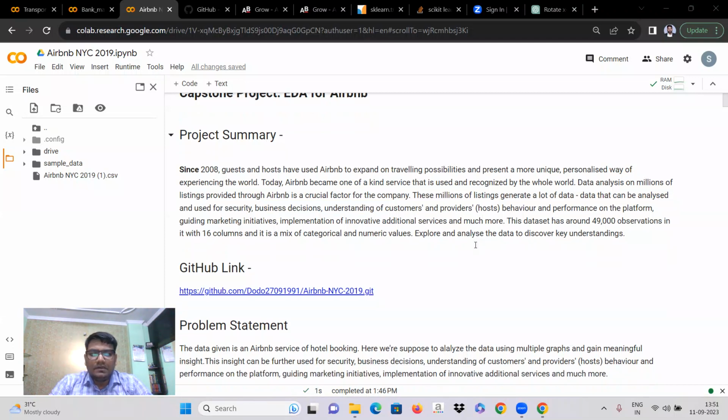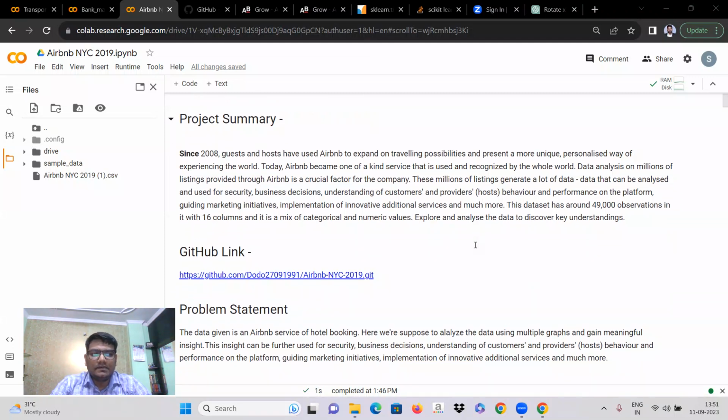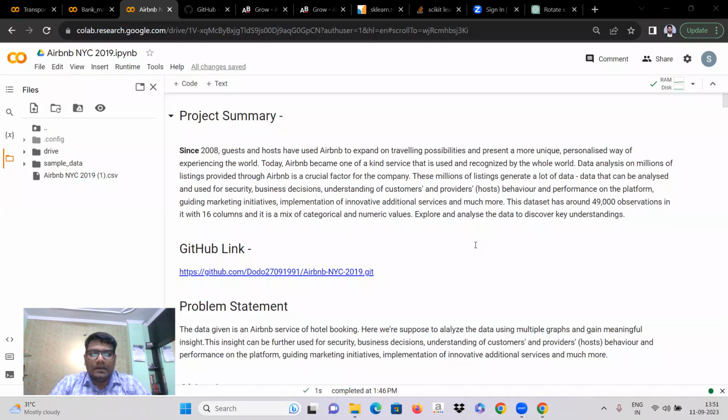We'll be using a data set of around 49,000 observations and 16 columns, and conducting exploratory data analysis to get meaningful insight and discover key understanding about the data that will further help us enhance customer experience.